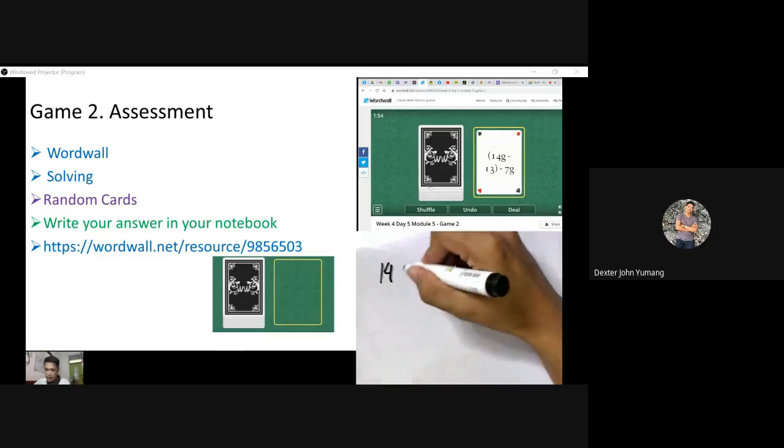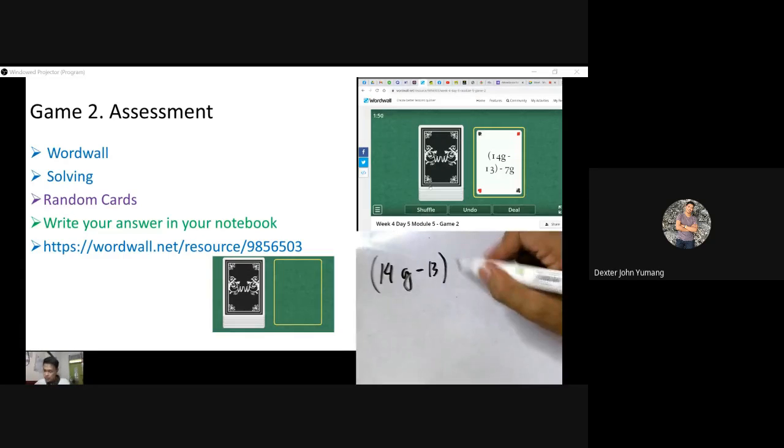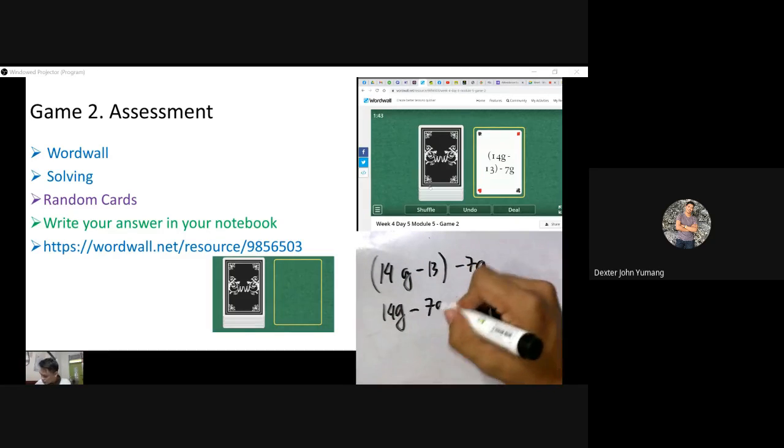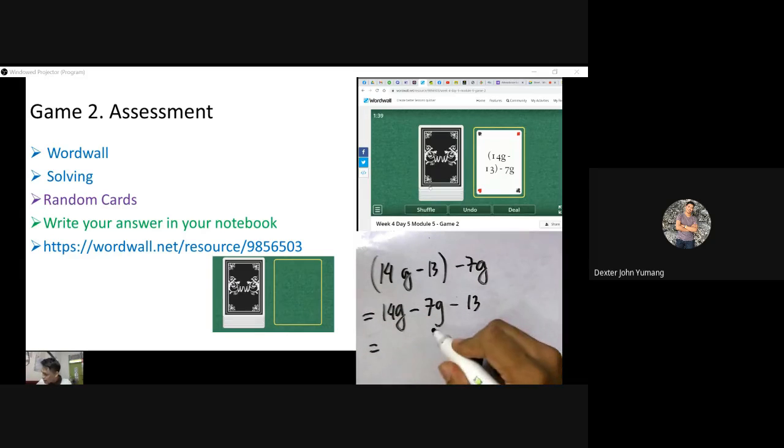Okay, the first card that I have here, hindi ko ito pasunod ha, is 14G minus 13 minus 7G. We are going to combine it, 14G, the partner is negative 7G, then minus 13. So the answer here is 14 minus 7, we now have 7, then the variable is G, minus 13. So please check your answers, 7G minus 13 is the answer. Hindi po lahat nakasagot nito. Pili lang po nakasagot. So, burahin ko na po.